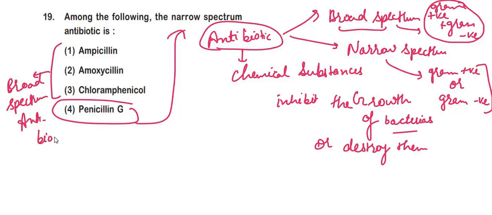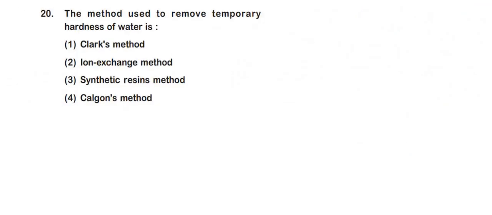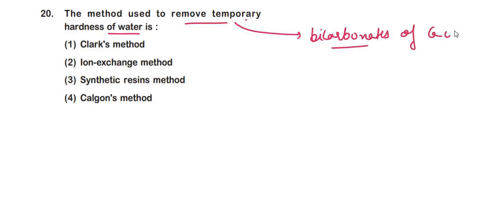So this question is a direct memory based question. You can easily attempt it when you remember what are narrow spectrum and what are broad spectrum antibiotics. The next question is the method used to remove temporary hardness of water. This temporary hardness of water is because of the presence of bicarbonates of either calcium or magnesium.